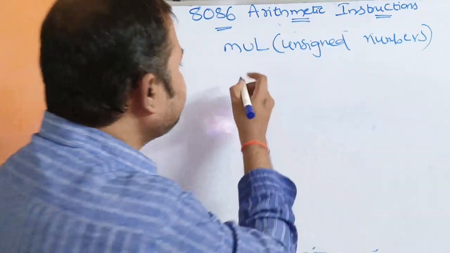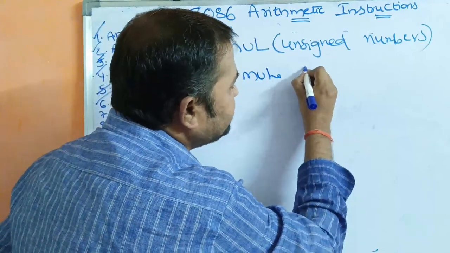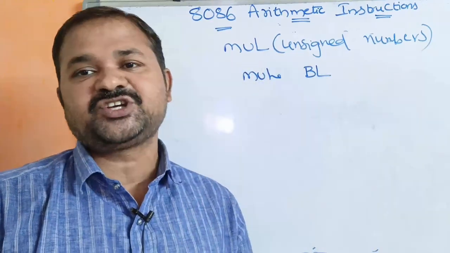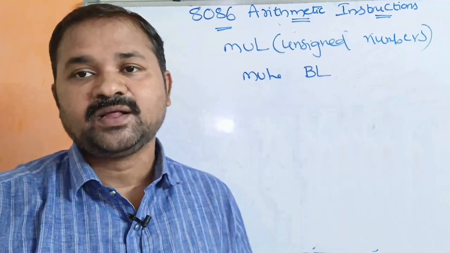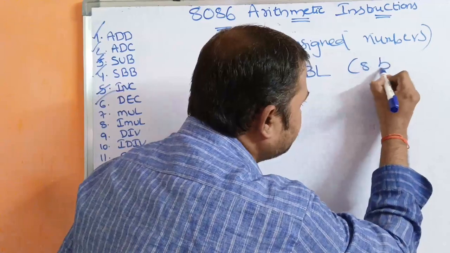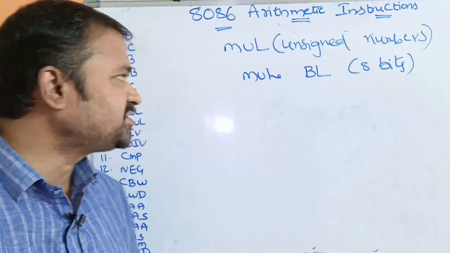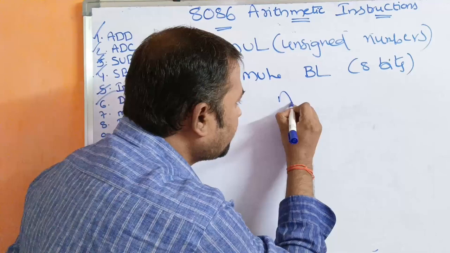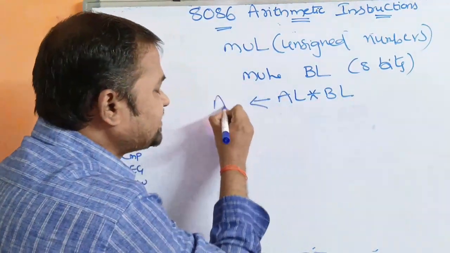Let us see an example here. MUL space, here only one argument is enough. MUL space BL. Here this is an implicit instruction. Automatically the operation will be performed on the accumulator. We know the BL register capacity is 8 bits. So MUL BL means multiplication will be performed on AL and BL, AL into BL, and the result will be stored in AX.